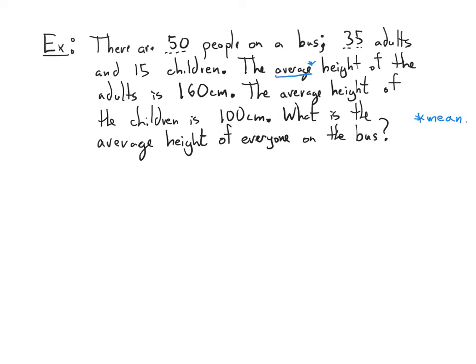So pause it. Remember that a mean is just how would you fairly share the height of all, say, 35 people so that everybody was the same height, and same with the 15 children. So think about what the mean is and see if you can solve this problem.